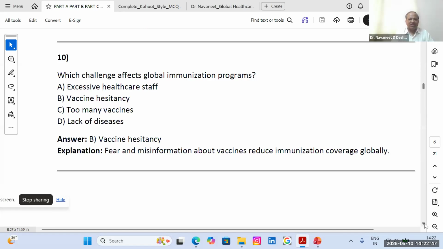10th, which challenge affects global immunization programs? A, excessive healthcare staff. B, vaccine hesitancy. C, too many vaccines. Or D, lack of diseases. The challenge that affects the global immunization program is B, vaccine hesitancy, because fear and misinformation about vaccines reduce immunization coverage globally.